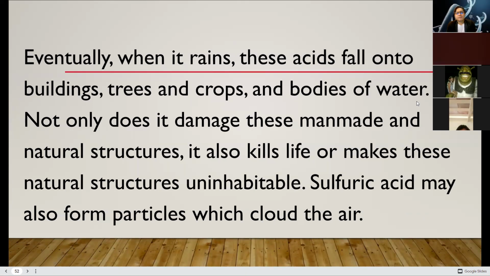Again, the effect of acid rains in plants, well, definitely, plants are immobile, meaning they cannot move. They will remain in their place for a long period of time. So the tendency is, in their leaf, you can actually see a lot of leaf scar, a lot of black spots. They're actually burns because of this acid rains. Sulfuric acid may also form particles which cloud the air. Again, please be careful with sulfuric acid. This is really toxic. Aside from that, it can cause burns.